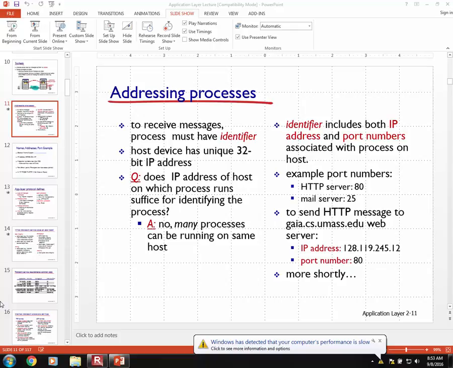So as an example, if there is a web server at a particular host name, it has a particular IP address, in this example 128.119.245.12, and a particular port number.